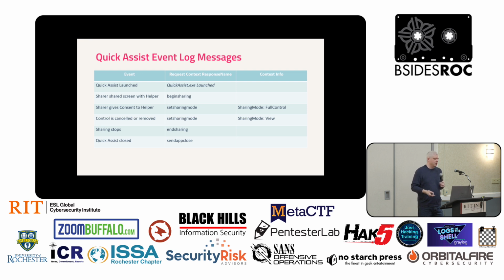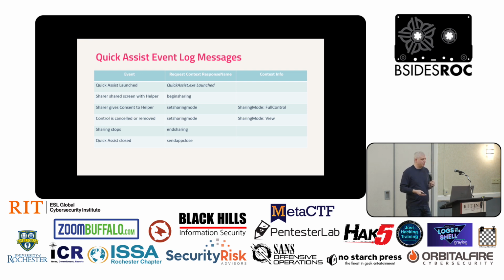So there are a number of these log messages that are useful. We can tell when Quick Assist was launched, because we get that Quick Assist launched message. When the sharer shares their screen with the helper, you see that begin sharing command, and then you'll see a response as to whether or not it was successful. If the sharer gives consent to the helper, you're going to see a request called set sharing mode, and the context information is sharing mode being full control. So we do actually get it logged when full control is requested. If there is a response that says success, true, then we know that the sharer did consent to giving the helper access to their system.